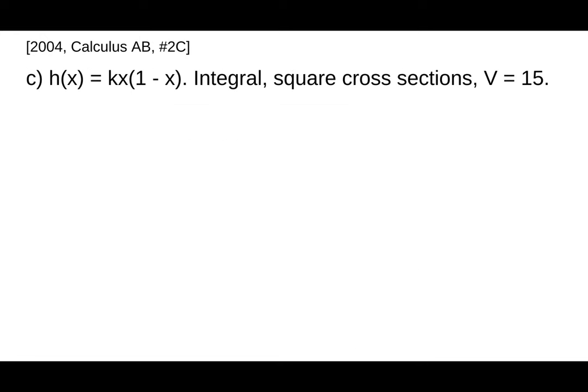In part C of this question, we define a new function h of x to be a function of the form k times x times 1 minus x. Then we are asked to write an integral which could be used to solve for the value of k, given that the volume of the solid, when cross sections are taken perpendicular to the x-axis, are squares, and that the volume of that solid is exactly 15. Now, one thing to understand about this is we do not actually have to find the value of k. We are only asked to write an integral which could be used to solve for the value of k.